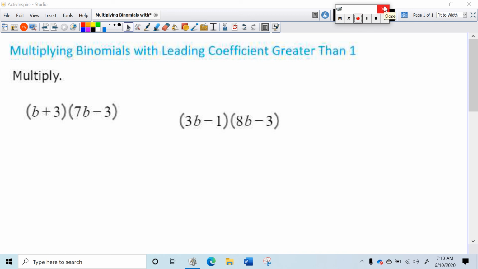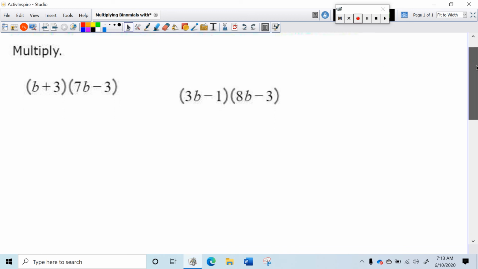There are three different methods, or three different ways, of multiplying binomials. I'm going to show you all three ways, and you can choose which way you want. These are for when the leading coefficient is greater than 1. That means the first number in each set of parentheses, one of them is greater than 1.